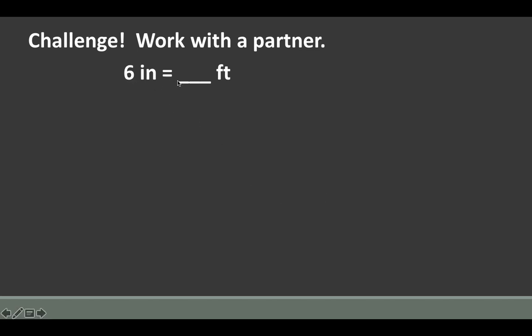I have 6 inches and I need to know how many feet. Now I know that 1 foot equals 12 inches. But I only have 6 inches. So I'm going to draw this. I'm going to draw my model. Pardon me for coughing.